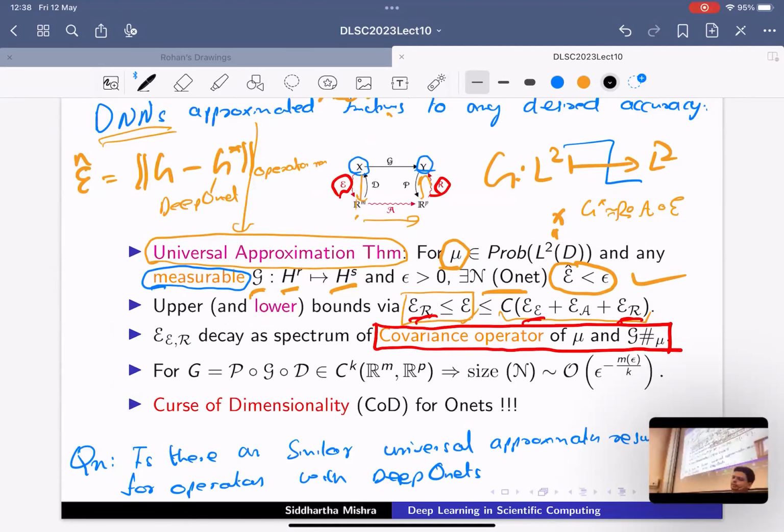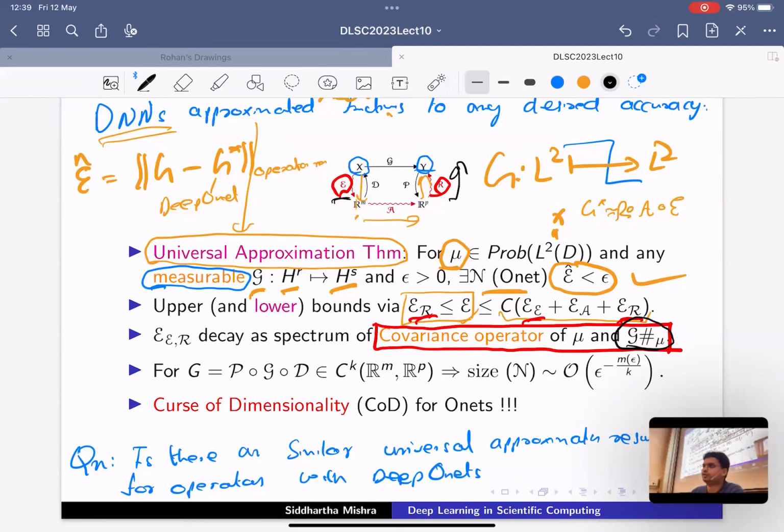So this is easy to imagine. On the other hand, the other part, when you lift it up here, this depends on the push forward measure. So it not only depends on the input functions, but it also depends on the output functions. So this is roughly the intuition, and this naturally plays a role. So it depends. Some operators are easier to approximate than some other operators.